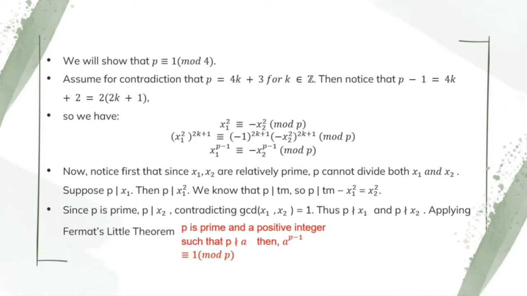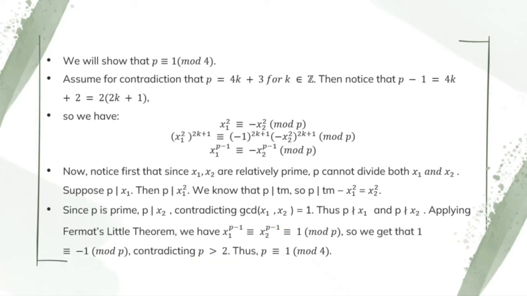By applying Fermat's little theorem, which says if p is prime and a is a positive integer such that a is not divisible by p, then a to the power of p minus 1 is congruent to 1 modulo p. Then we have x1 to the power of p minus 1 is congruent to x2 to the power of p minus 1, congruent to 1 modulo p. So we get that 1 is congruent to negative 1 modulo p, contradicting p greater than 2. Thus, p is congruent to 1 modulo 4.